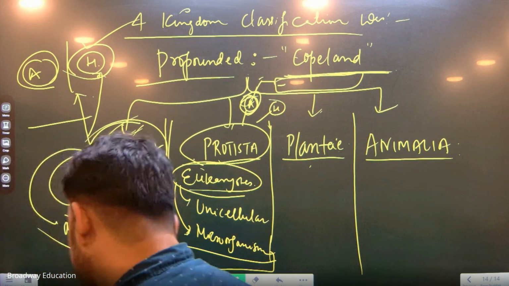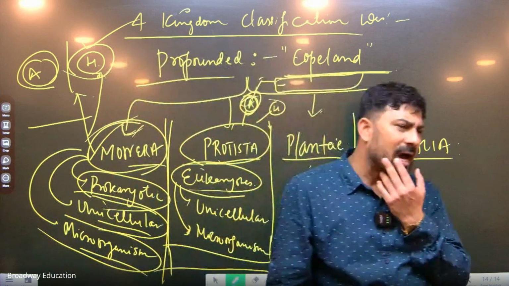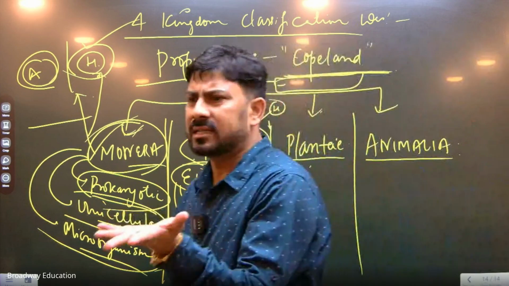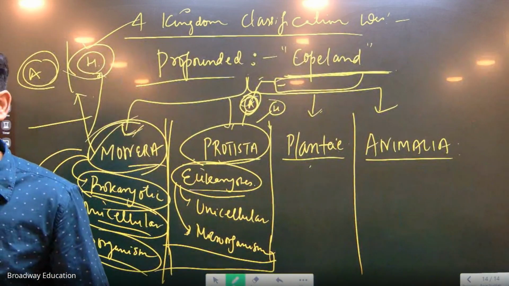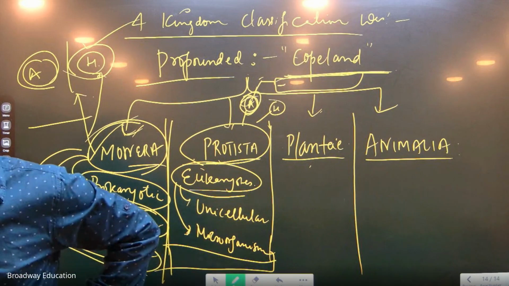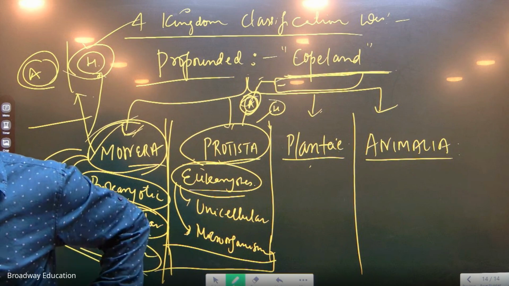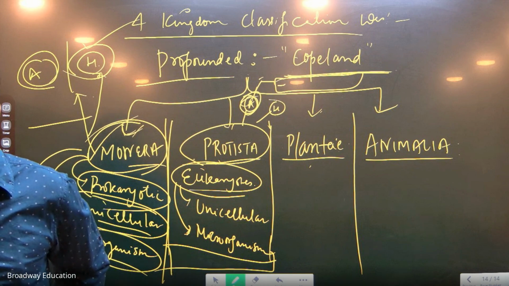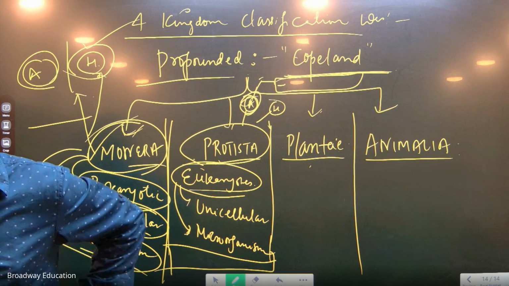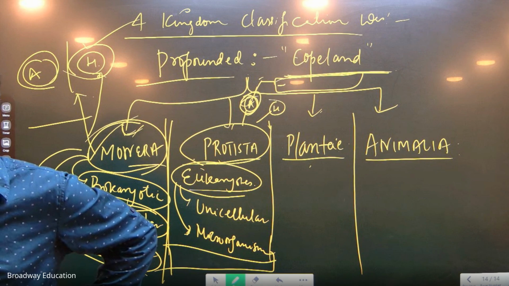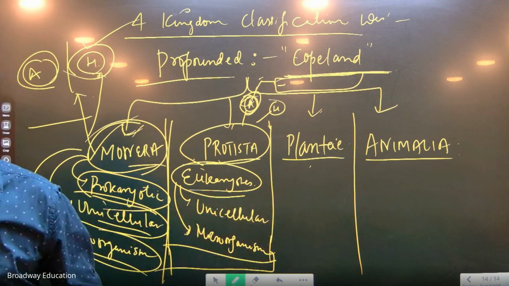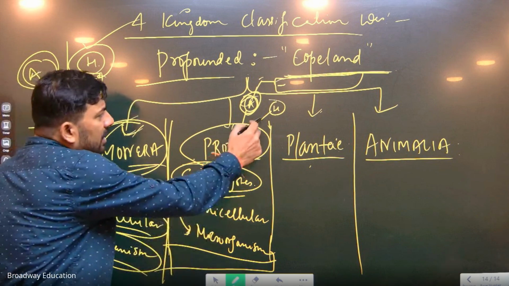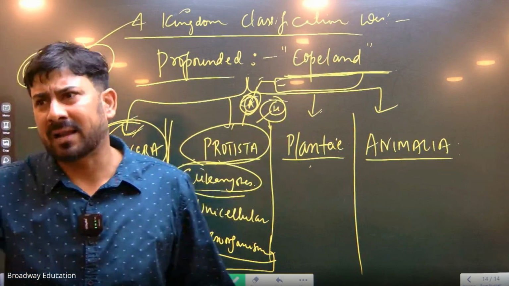Chlorella, C-H-L-O-R-E-L-L-A. Written? It is also known as a green algae. In the bracket, you can write green algae. Comma, Euglena, E-U-G-L-E-N-A. Then write diatoms, D-I-A-T-O-M-S, etc. Clear? Now please write, in the heterotrophic protista, paramecium.